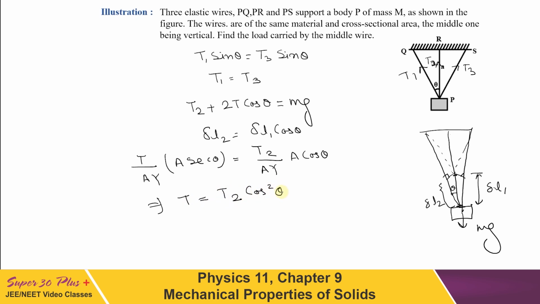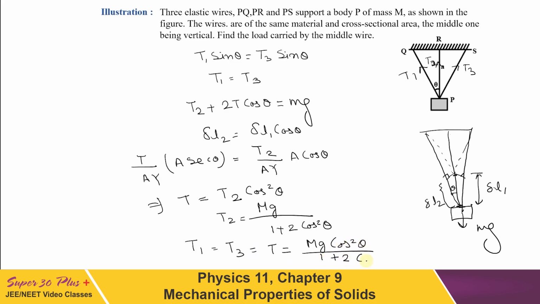Now if I solve all these equations, finally I will get T2 to be equal to mg upon 1 plus 2 cos square theta. T1 to be equal to T3 to be equal to T, and that being equal to mg cos square theta upon 1 plus 2 cos cube theta. So these are the tension in the different rods. Here it was asked only for the middle wire, that is the tension T2. But for the clarification, I have calculated even tension in these two side wires also.